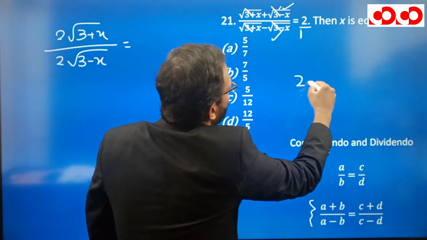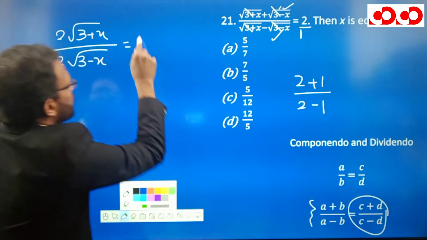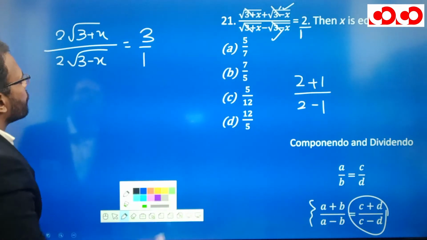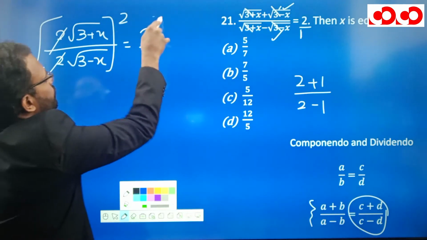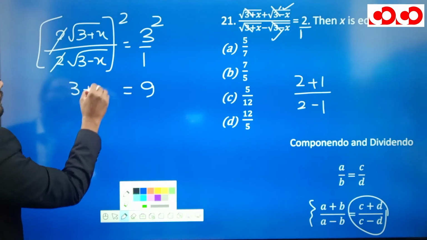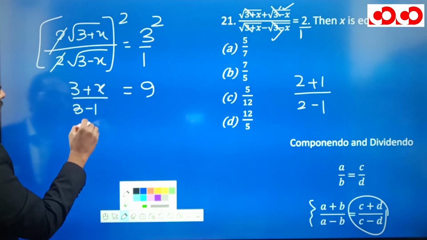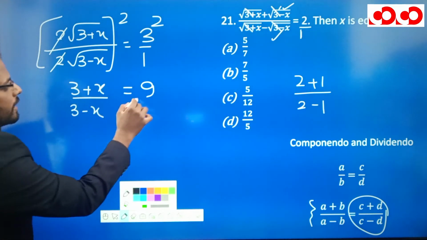2 by 1 means 2 plus 1 divided by 2 minus 1. That is what we are doing, right? So 2 plus 1 is 3 and over here I'll get 1. So this will get cancelled. Now let's square the whole thing. When I square, I'll get 9 over here. Here I'll get 3 plus x divided by 3 minus x, and this is 9 by 1.